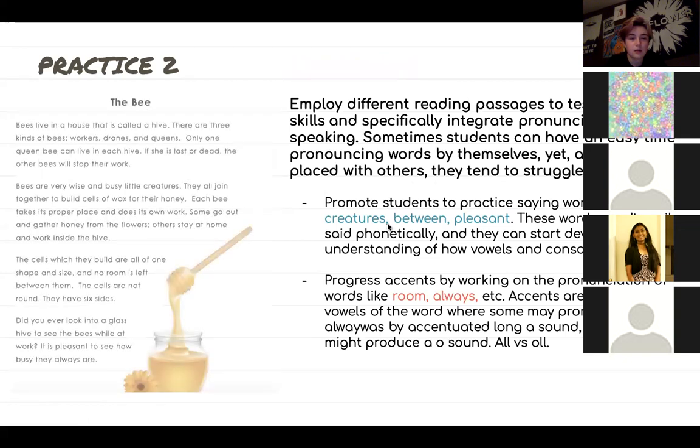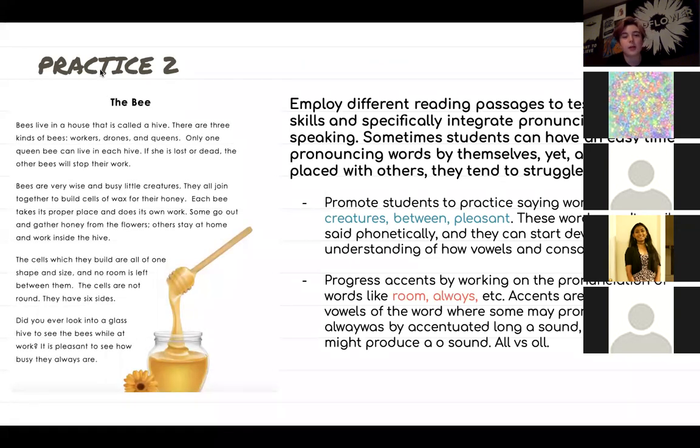Okay, practice 2. This one has to do more with reading passages. So employ different reading passages to test a variety of skills and specifically integrate pronunciation while speaking.